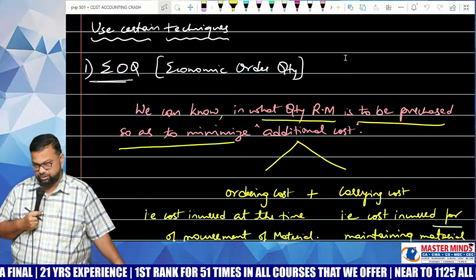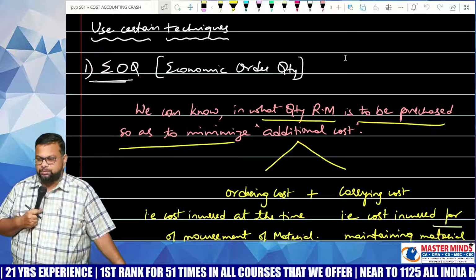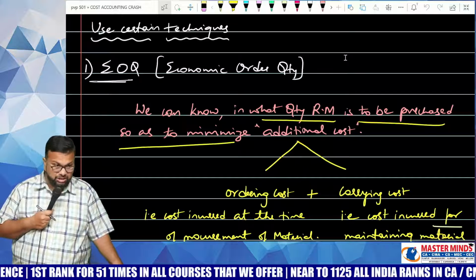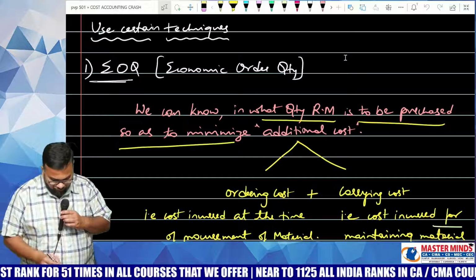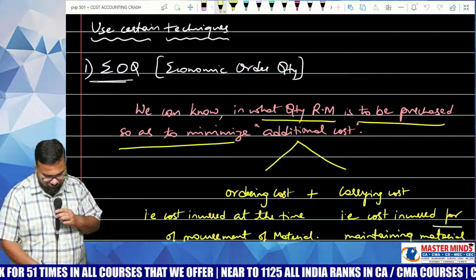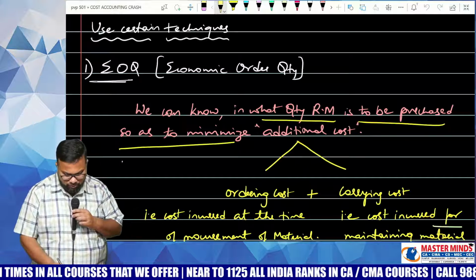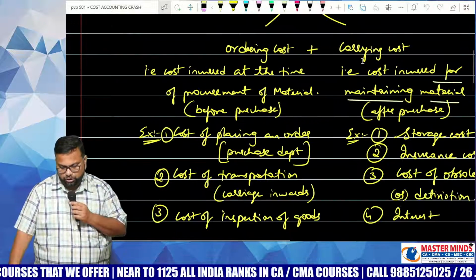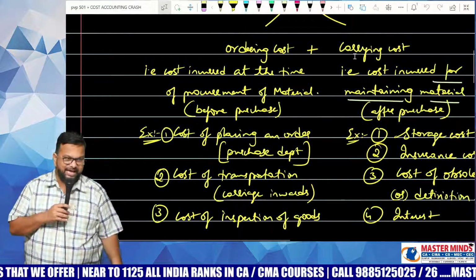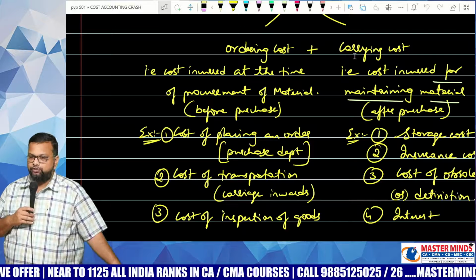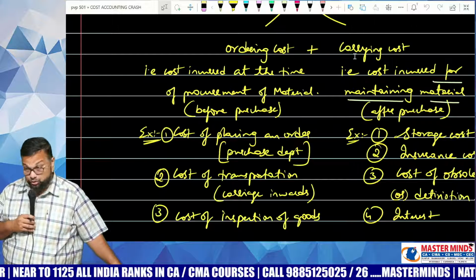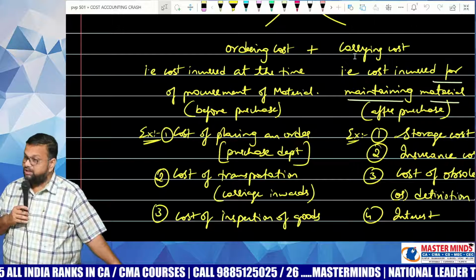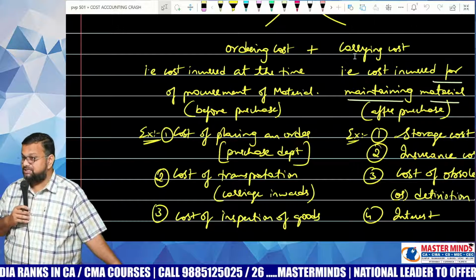You can't avoid it. You will incur it. But it does not mean that you should not focus on it. We should focus on it and make sure that the cost is minimum. With the help of this technique, we will come to know what quantity of raw material is to be purchased so as to minimize additional cost. Now, what do you mean by additional cost? It's the summation of ordering cost and carrying cost. Along with purchase cost, you will incur these two costs. I am not at all concerned about purchase cost, assuming that the purchase cost of raw material is the same throughout the market.